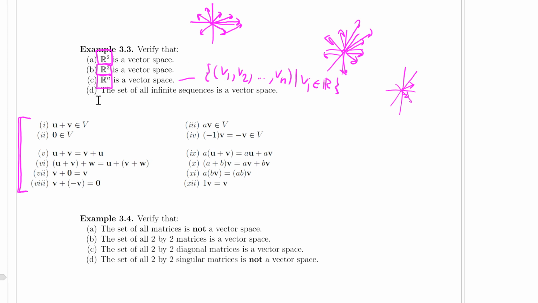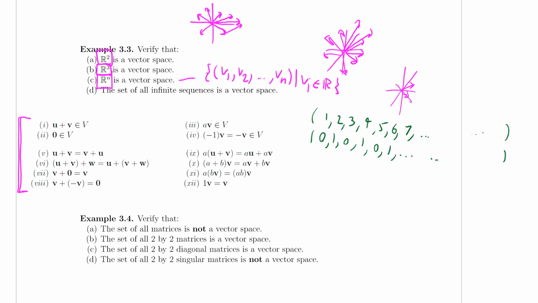Now the next one. The set of all infinite sequences is also a vector space. An infinite sequence is basically just a sequence of real numbers. Let's say I have 1, 2, 3, 4, 5, 6, 7, and so on. So this is one possible sequence. Let me actually write the parentheses around them. And let's say I have 0, 1, 0, 1, 0, 1, 0, 1. So this is also another infinite sequence.